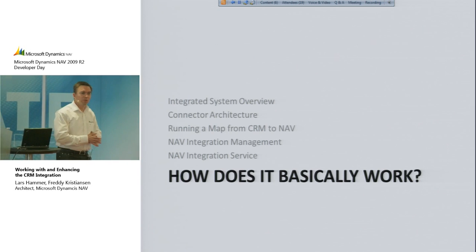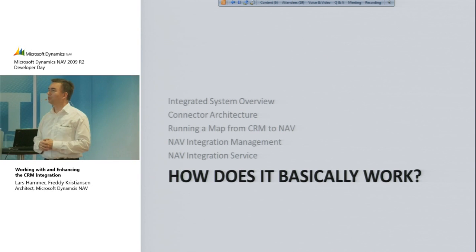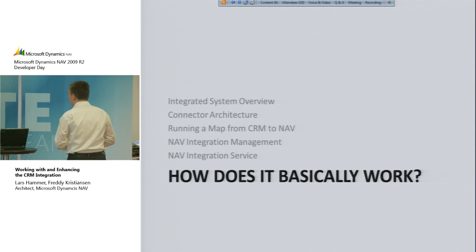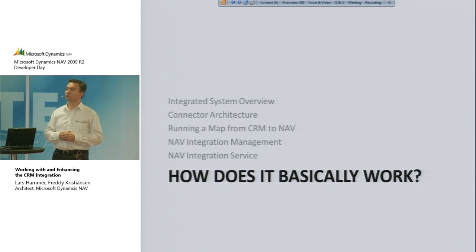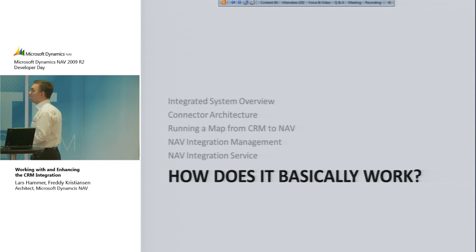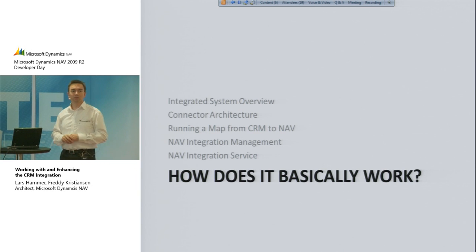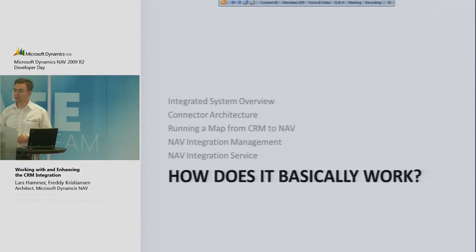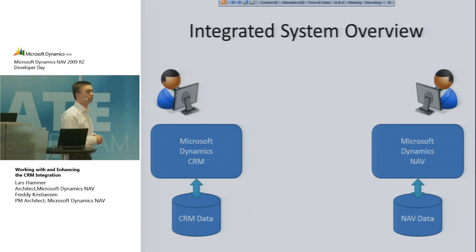Okay, so I promised to tell you how the demo that we just saw actually worked, and I'm going to look at the system as a whole, zoom in on the connector itself, what's actually happening when we transport data back and forth. It happens through running what is known as a map in CRM. And then talk a little bit about what happens inside of NAV, as we are thinking that those would be the places that you'll be working most with. So we have these 2 systems.